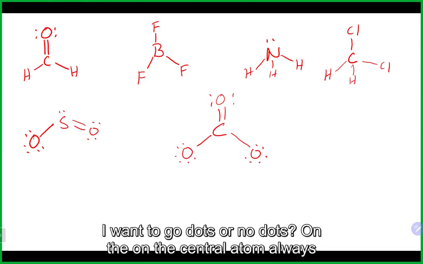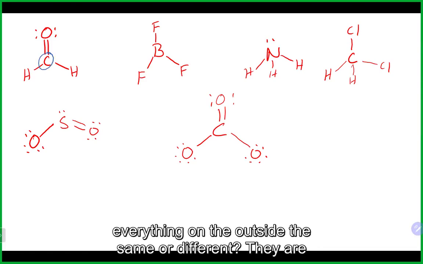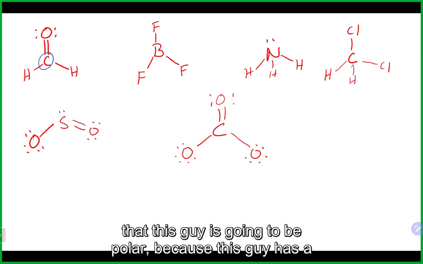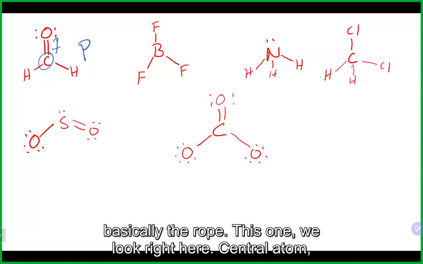On the central atom, always look at the central atom, right? Dots or no dots? No dots. Is everything on the outside the same or different? They are different. They're not all the same element, right? That means this molecule is going to be polar, because it has a polar bond and the other ones don't. It's going to pull away basically the rope.